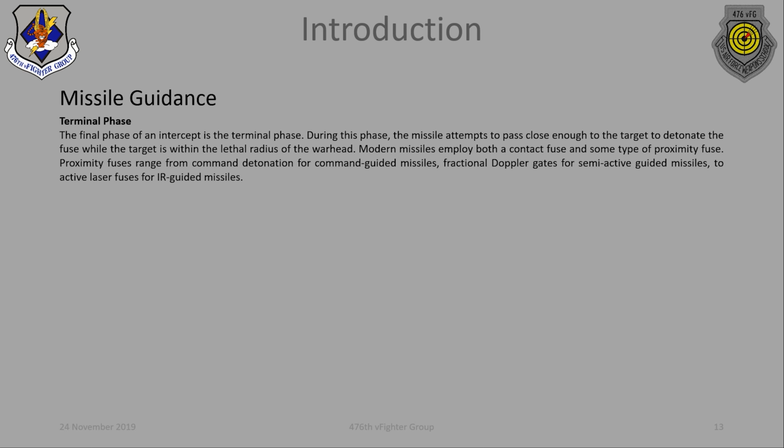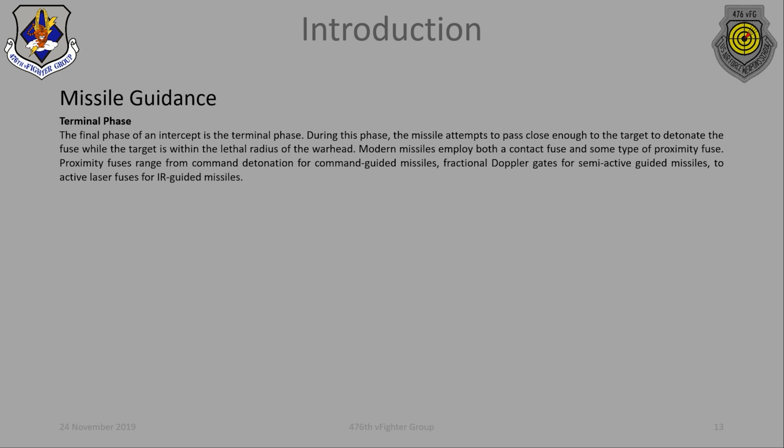Terminal phase is the last part of the missile's flight. This is where essentially it's getting to the target and it's trying to do its best to get close enough to the aircraft it's targeting to cause the fuse to detonate the warhead. Most missiles out there will have either a contact fuse or a proximity fuse. Some will have both. Generally speaking, most these days will have a proximity fuse at the very least.